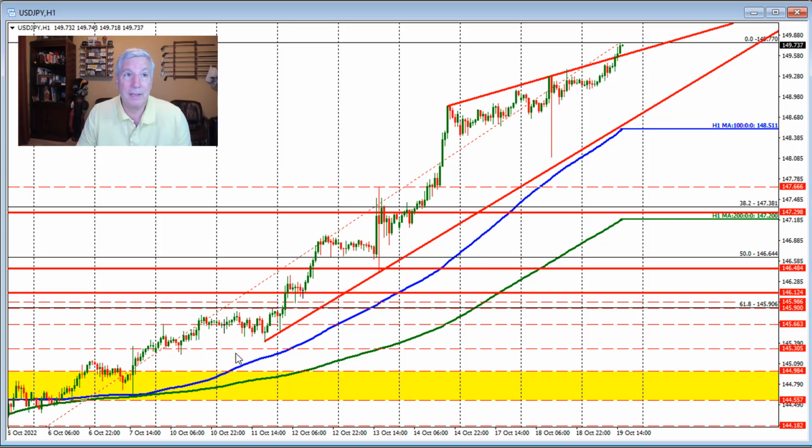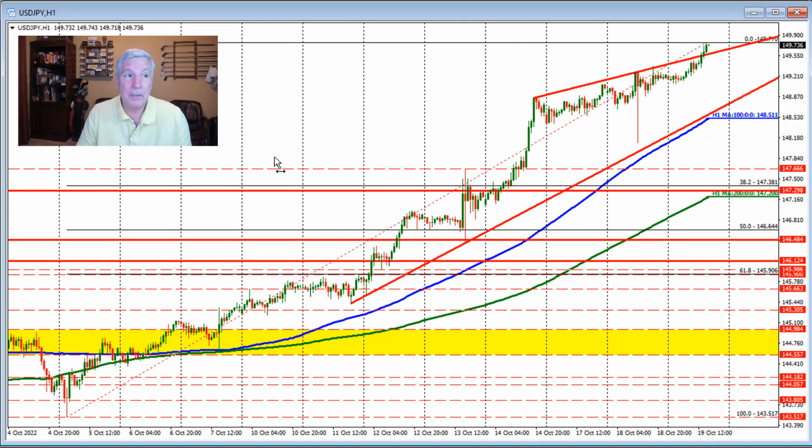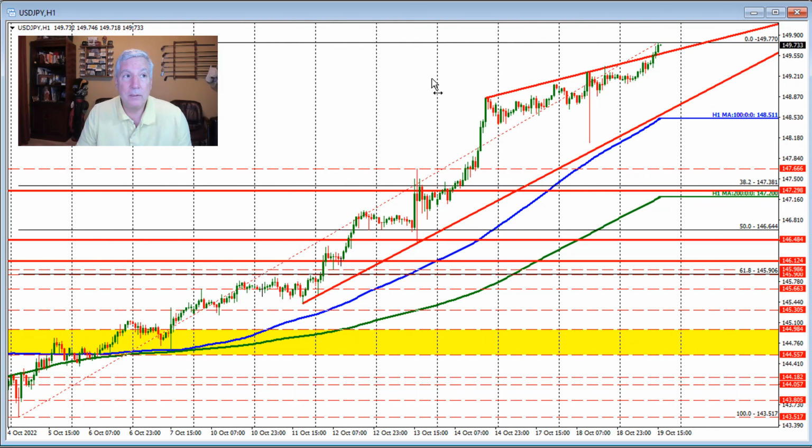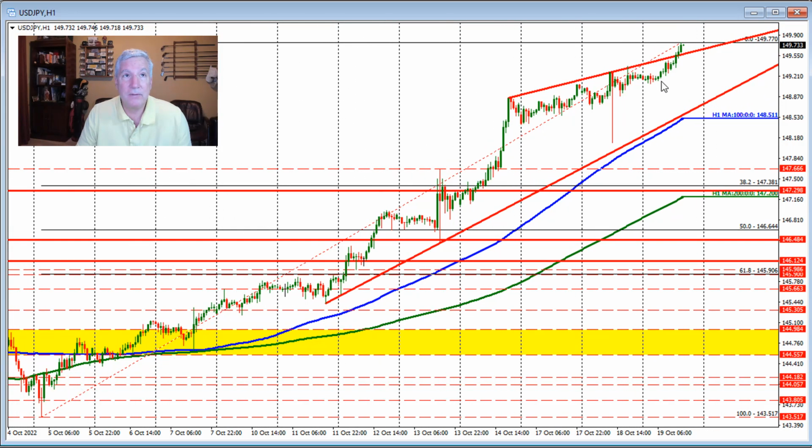I think we're in the 11th day in a row that this pair has moved higher, going from a level of 143 to a level of 143.50 to a level of 149.70. So that's what, 620 or so pips to the upside from the low to the high over 11 straight days of gains here for this currency pair. What we do know is that the upside is at the highest level going back to 1990.